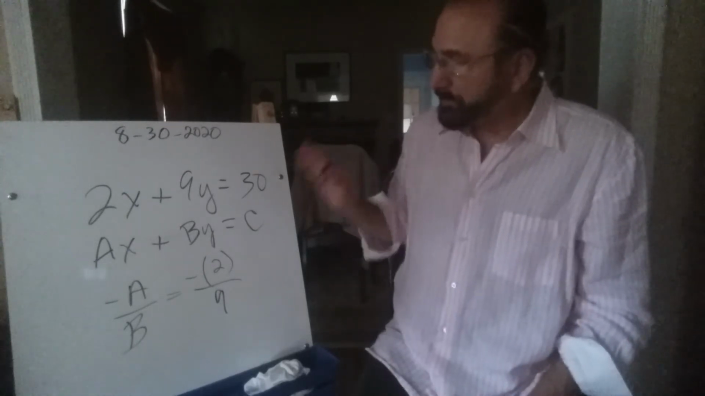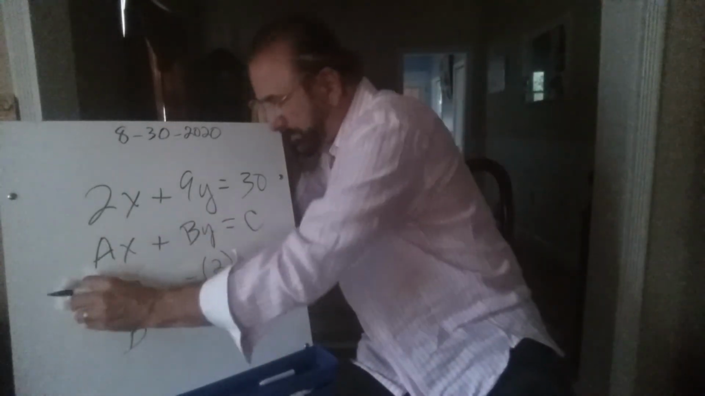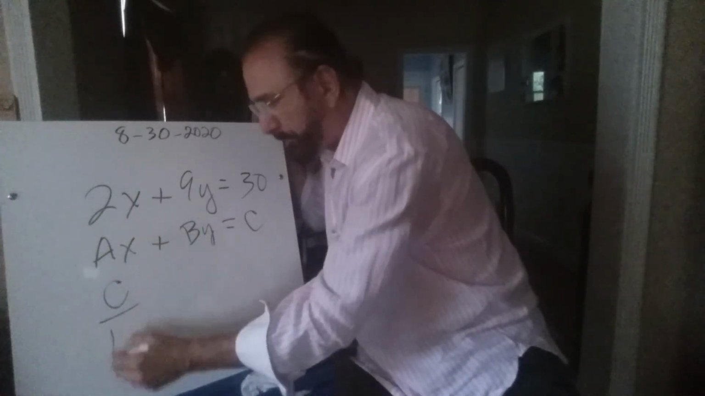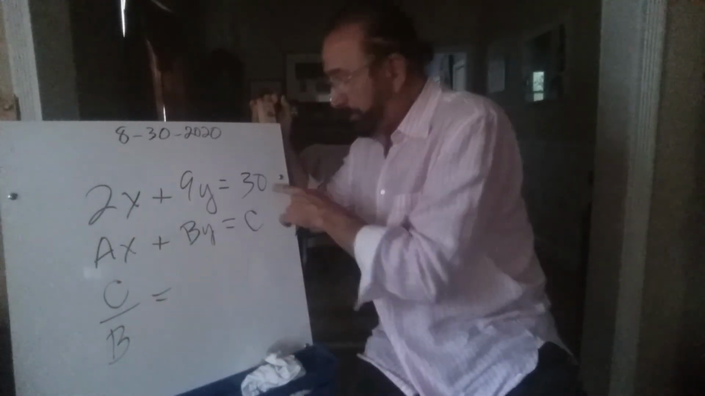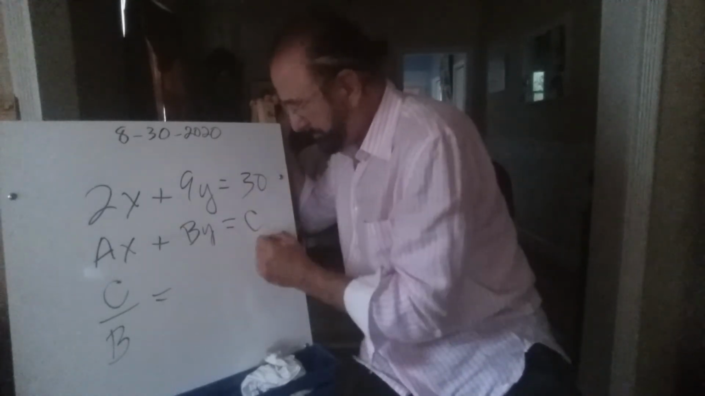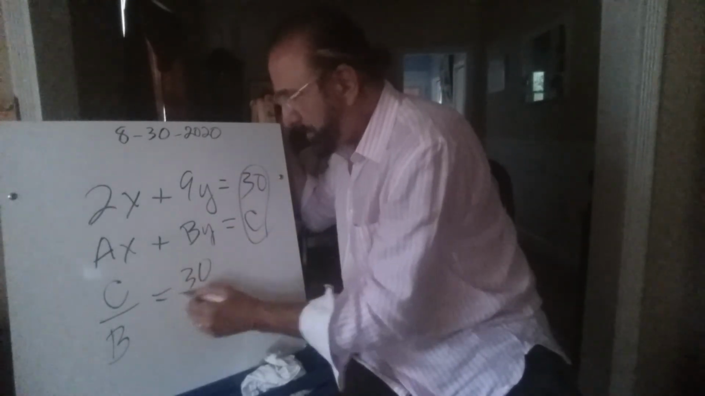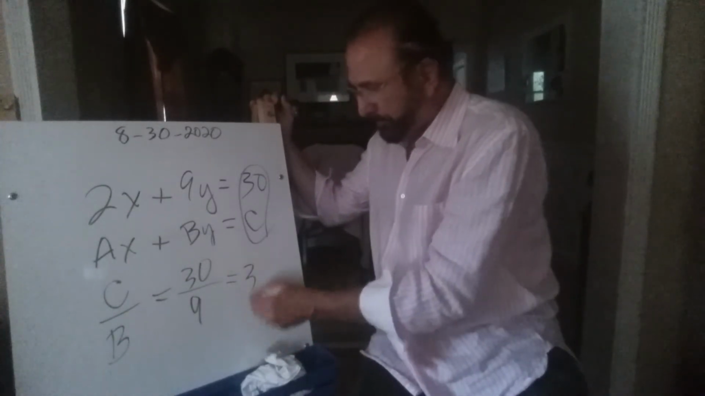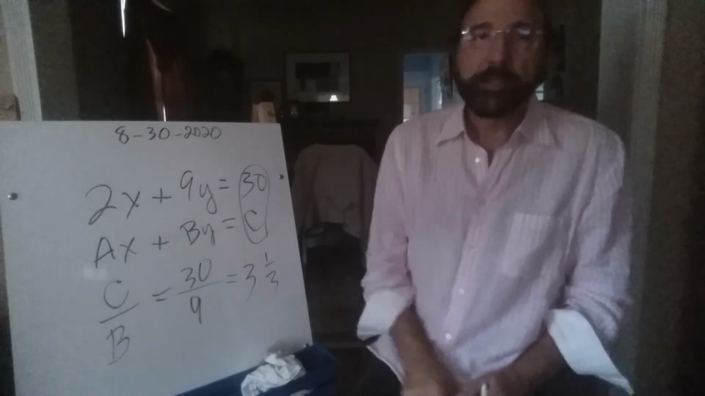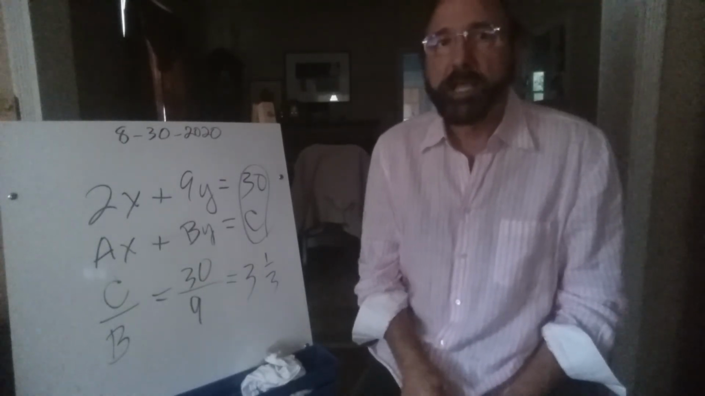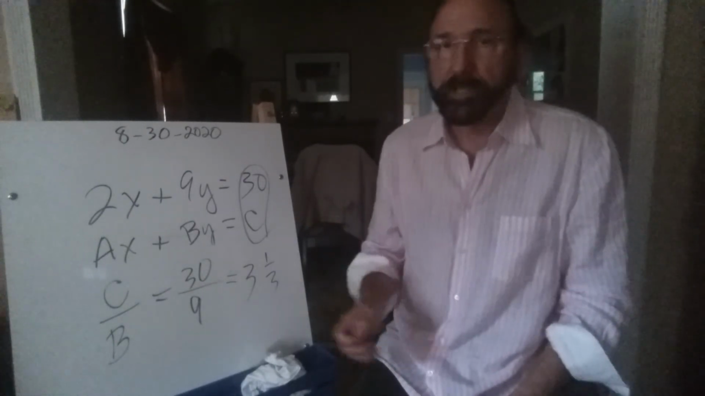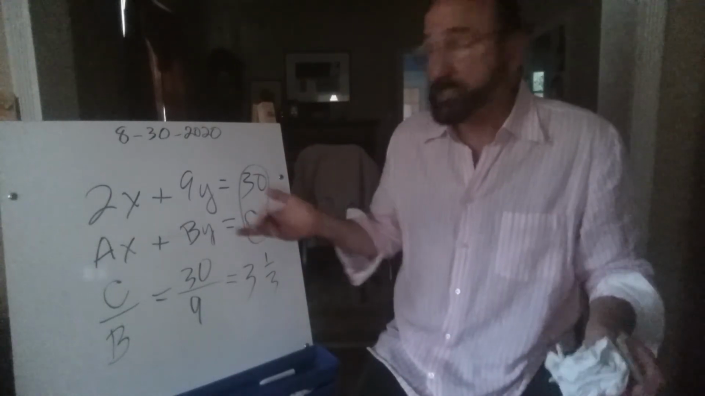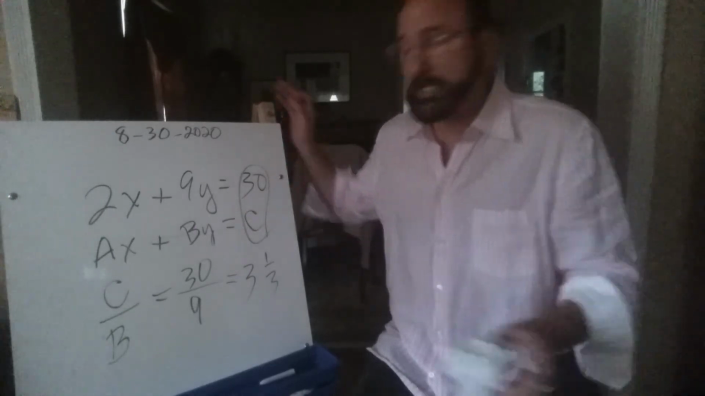To find the y-intercept, it's c over b. Well, 30 is c. See them? 30 is c over b, 9. 30 over 9, what is that? 3 1/3? That would be the y-intercept. It would be (0, 3 1/3). That would be the point where this line crosses the y-axis.